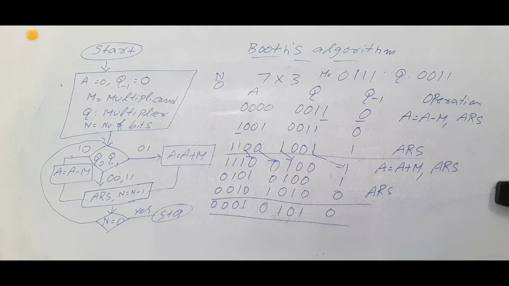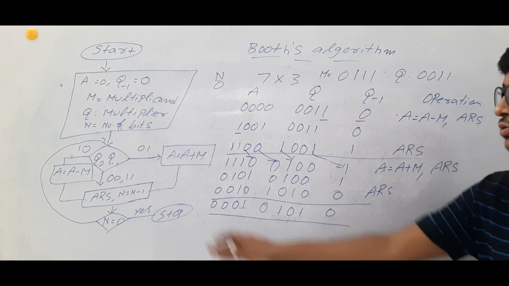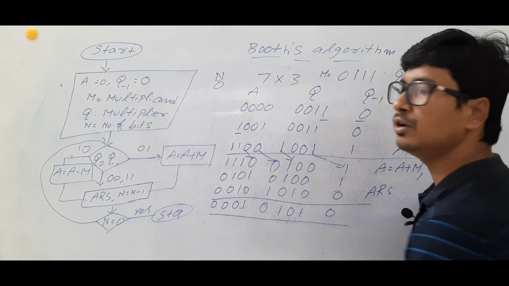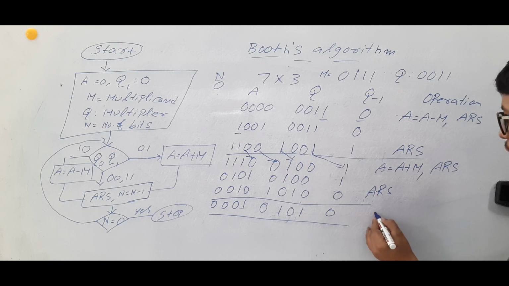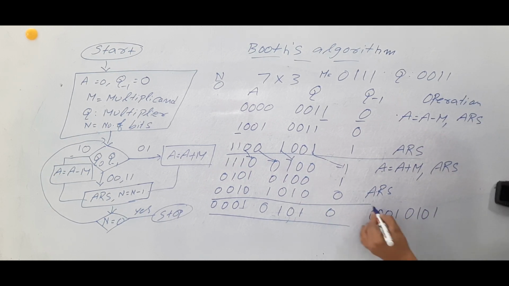Are you able to understand? 1 operation, 2 operation, 3 operation, 4 operations we have performed. So n value is 0. If n value is 0, we have to stop the process and we have to take the A value as 0, 0, 1, and Q value as 0, 1, 0, 1. Now you check what is this value. You need not take the q minus 1.